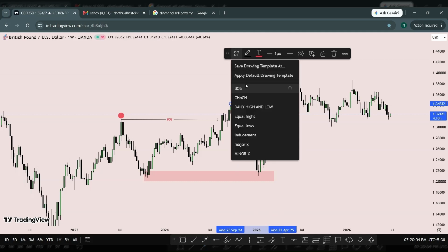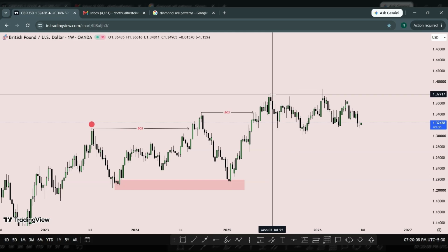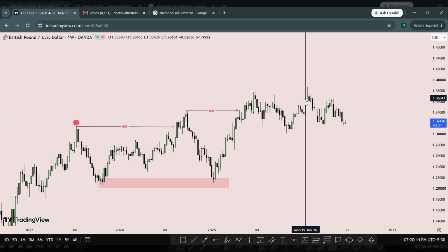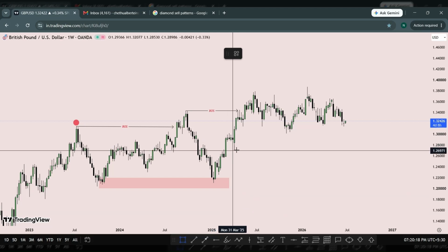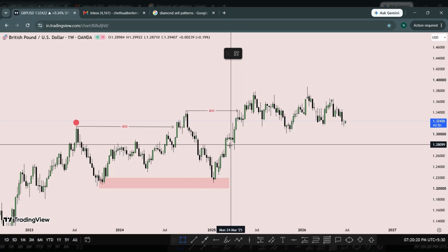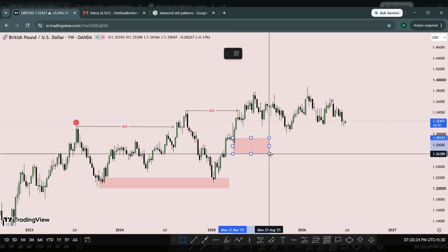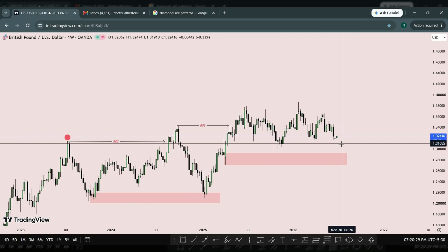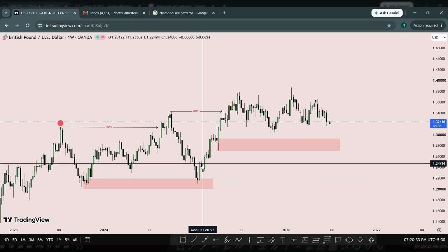Break this structure. Now the market is not able to break this structure and created a wick, which means the market wants to tap the POI or fair value gap imbalance. I think this zone is favorable for buy positions in GBP USD. I think below that there is no fair value gap.